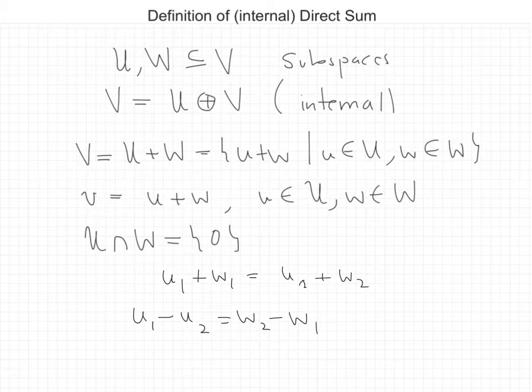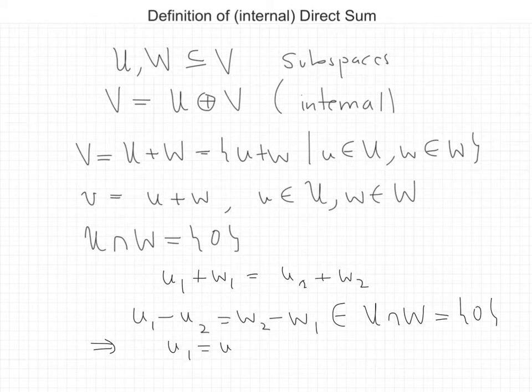And now you see U and W are both subspaces. So that means that the difference of two vectors from U is in U, and the difference of two vectors in W is in W. So this vector is in U intersected with W, which we assume to be the zero space, and it follows that u1 is equal to u2 and w1 is equal to w2, or in other words, the presentation of an arbitrary vector in my vector space as the sum of two vectors, one from U and one from W, is unique.